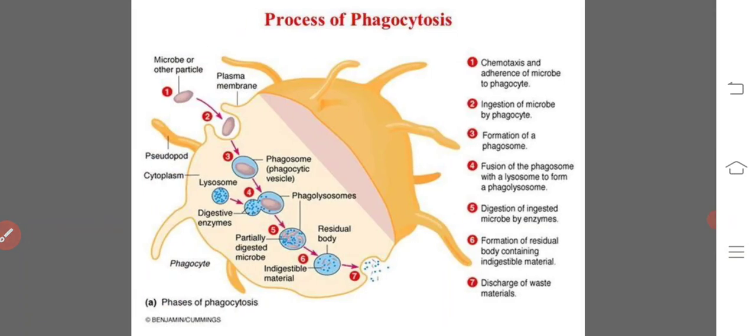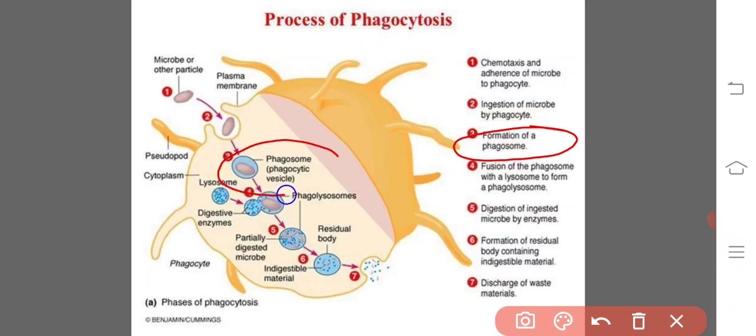And coming to the process of formation of phagosome. The phagocytic membrane forms pseudopodia, surrounds the microbe and forms the phagosome. Here we can see the phagosome. These are the pseudopodia that help to engulf the microbe and form a vesicle, which is nothing but the phagosome.